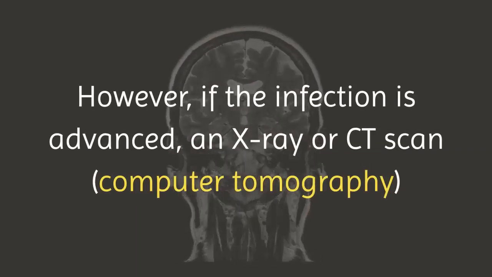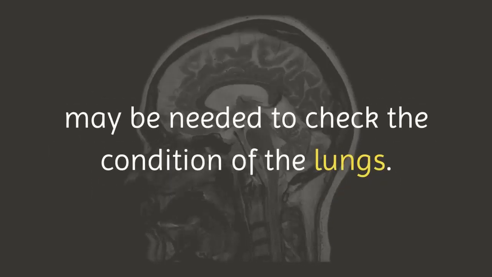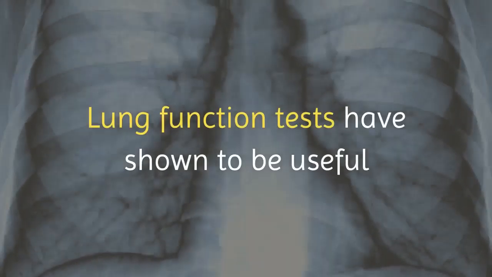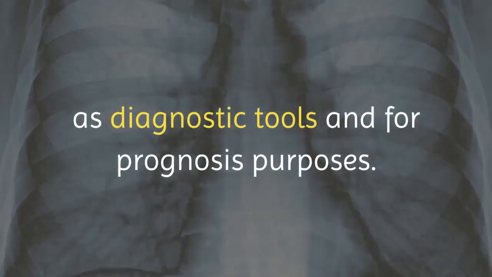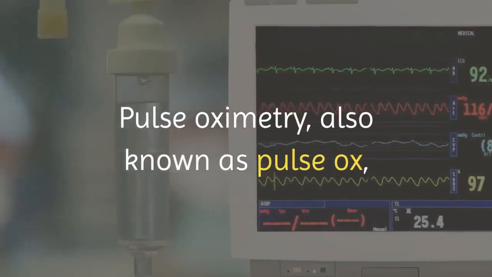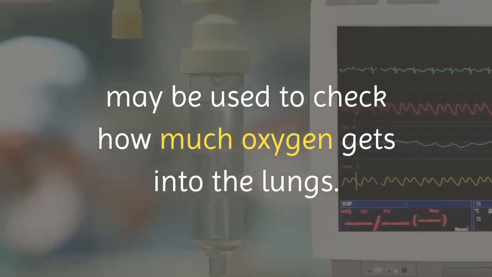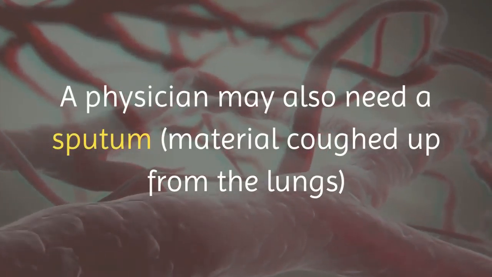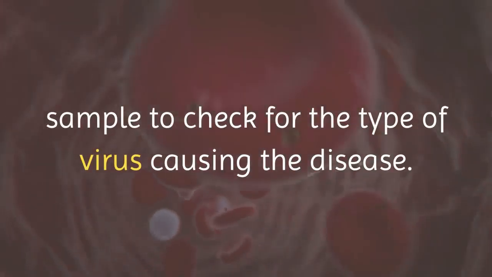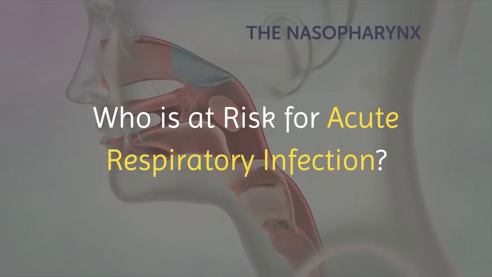However, if the infection is advanced, an X-ray or CT scan, computer tomography, may be needed to check the condition of the lungs. Lung function tests have been shown to be useful as diagnostic tools and for prognosis purposes. Pulse oximetry, also known as pulse ox, may be used to check how much oxygen gets into the lungs. A physician may also need a sputum, material coughed up from the lungs, sample to check for the type of virus causing the disease.